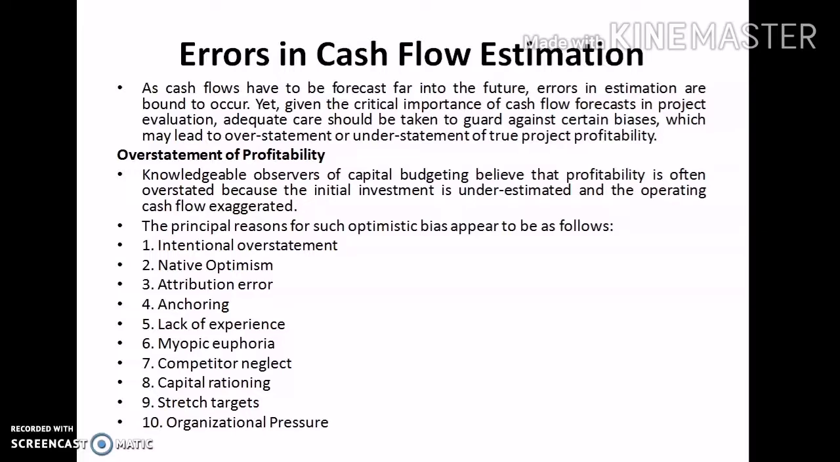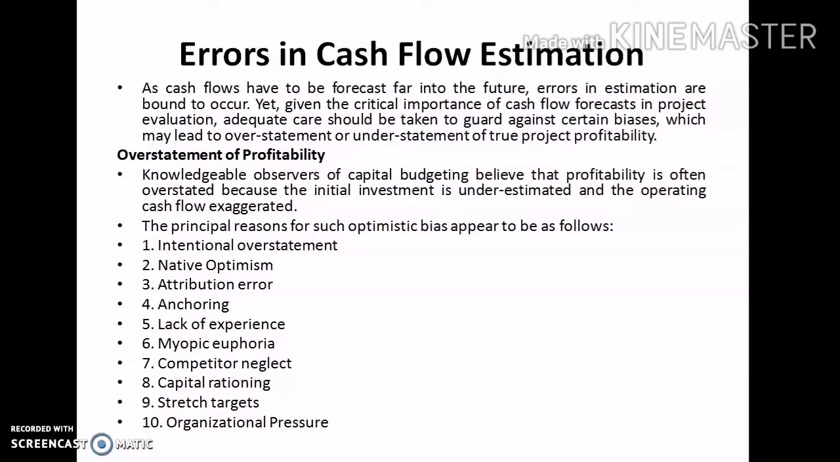Therefore, first we can move on to the factors that lead to overstatement of profitability. The principal reason for such optimistic bias, that is, setting a profitability level much above the actual or the expected, leads to overstatement of profitability. The important reasons are, first, there is an intentional overstatement, either by organizational pressure or through individual motives. Some people will always tend to overstate the profitability of their firm.